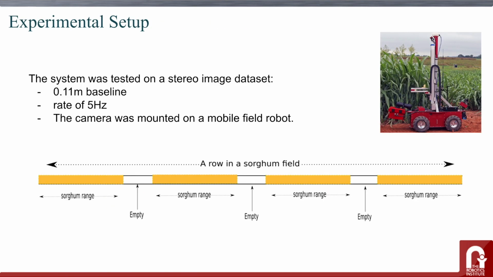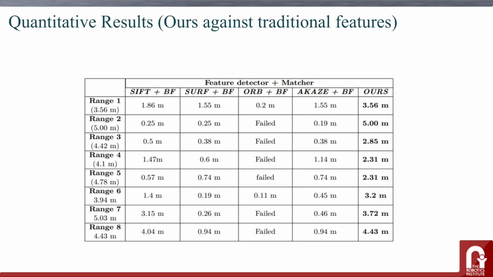For the experimental results, we focused on testing different algorithms on real image sequences of 8 sorghum ranges. Sorghum fields are composed of rows, and each row is composed of several ranges, displayed here in yellow. A range is around 4 meters long, and each range may contain a different variety of sorghum. Empty spaces with no plants, about 1.5 meters long, separate consecutive ranges. Here are the mapping results.